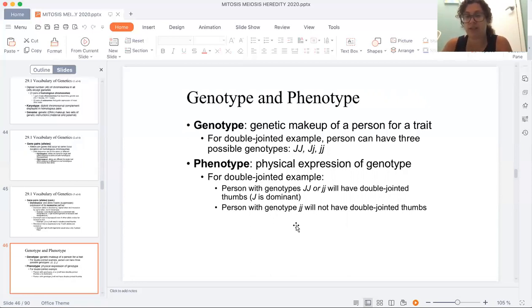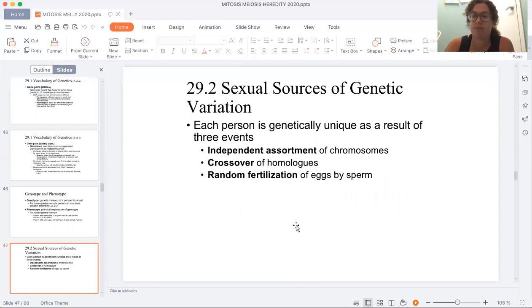So for example, double jointedness. If it's a dominant trait, which means you have to have at least one dominant allele in there for it to show, then even though they may be big J, little j, or big J, big J, that person will show double jointedness as their phenotype, okay? But that's different from the genotype, which means that it's big J, big J, or big J, little j. And we'll get into that in lab. It might not make a ton of sense right now, but we'll get into it in the lab.